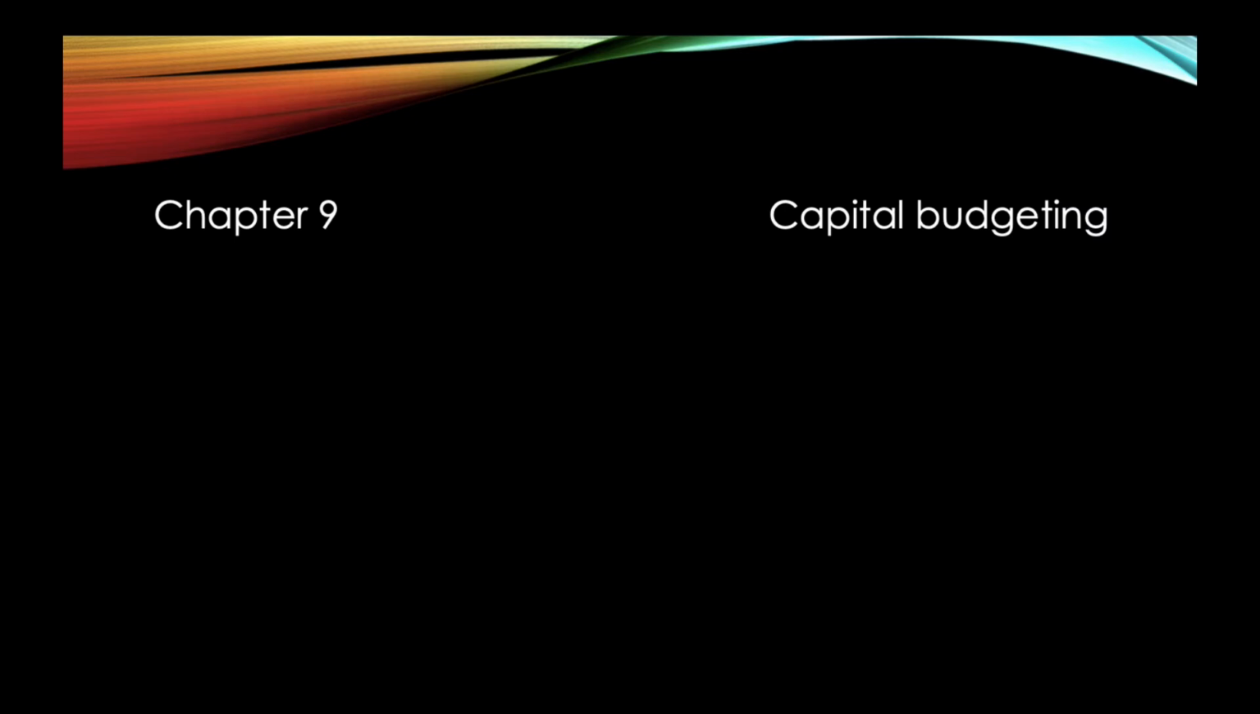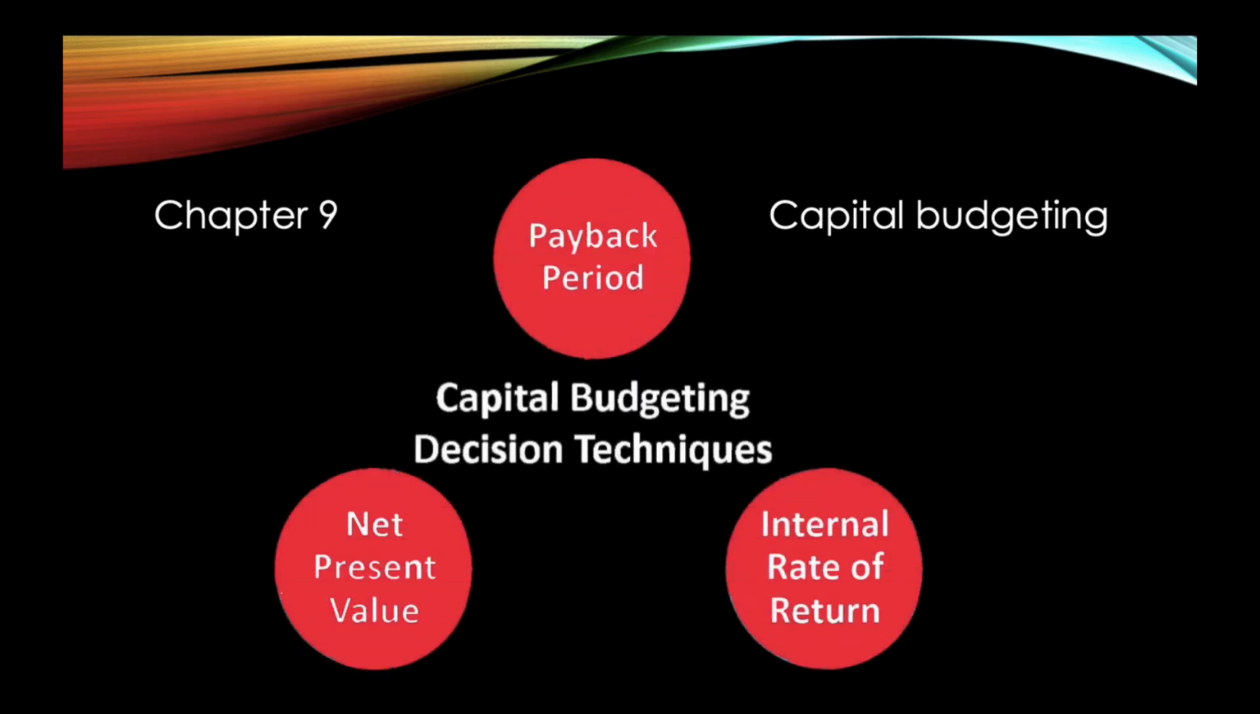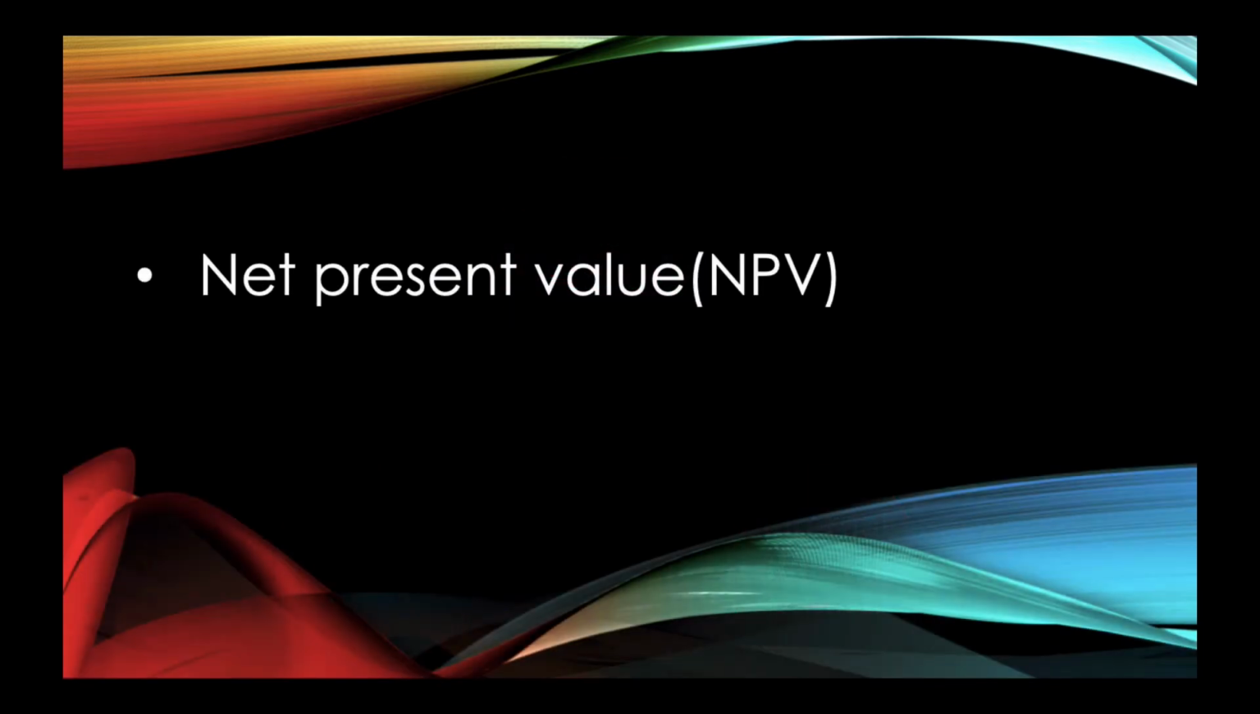Hello, we'll be explaining today chapter 9, which is capital budgeting. We have three main points in capital budgeting, and those are payback period, net present value, and internal rate of return. Mainly, the chapter consists of 5 points.